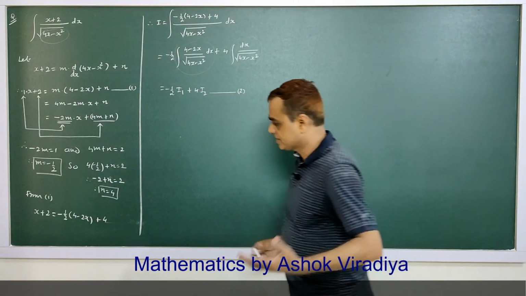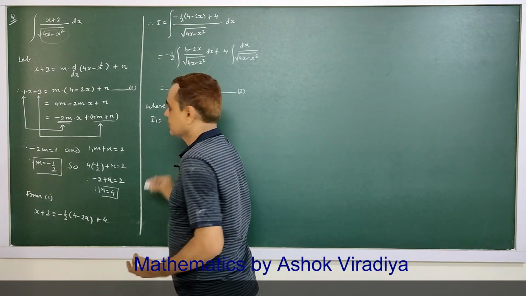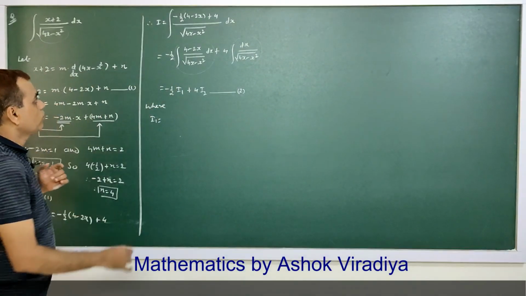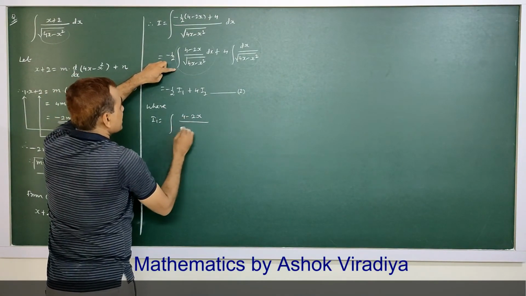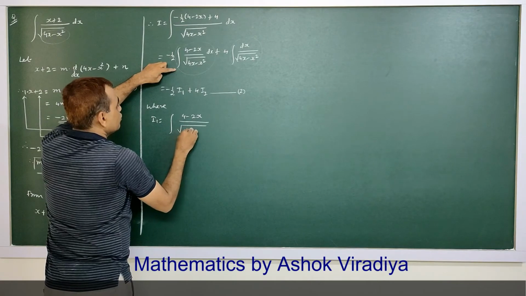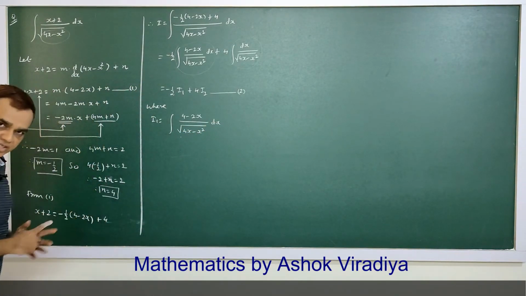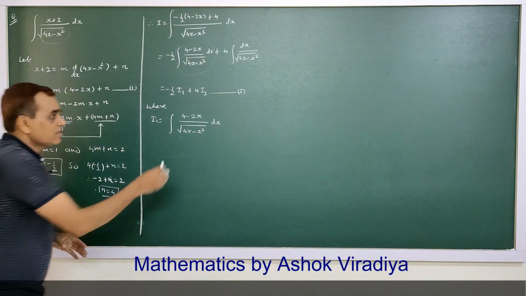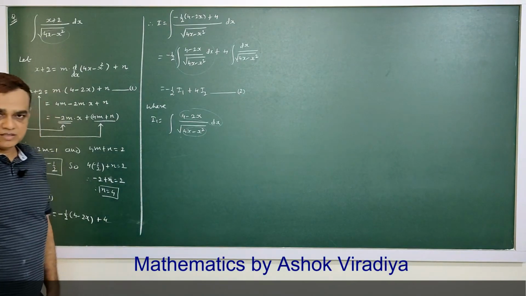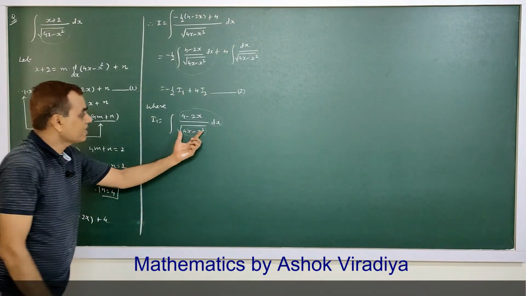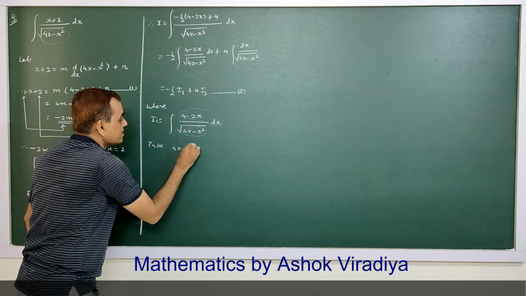where I1 equals the integral of 4 minus 2x upon root 4x minus x square. And look, in this procedure, in I1, the numerator will always be the derivative of this part. So we take this part as the substitute t: 4x minus x square is t.